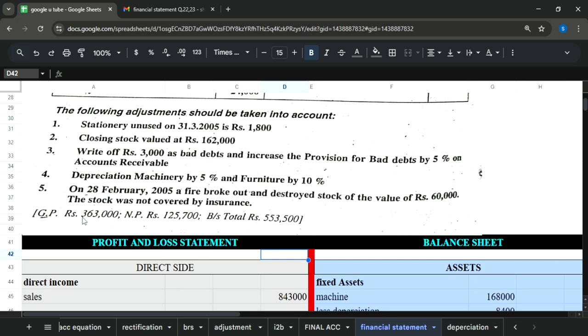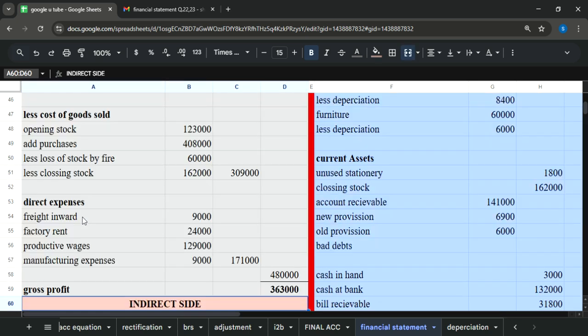It means the first out of four parts has been sold. 363,000 is your gross profit.